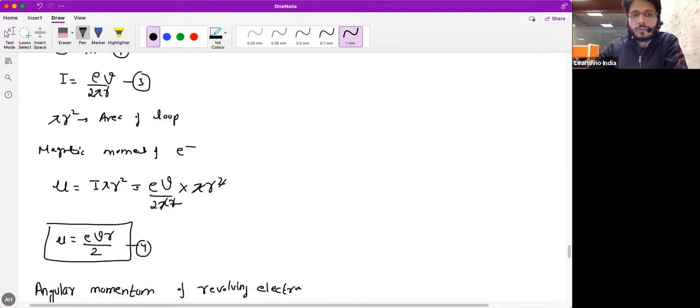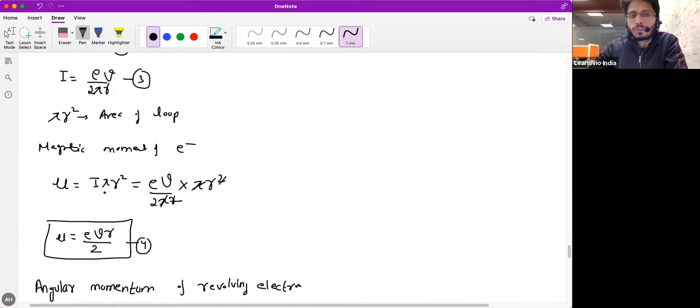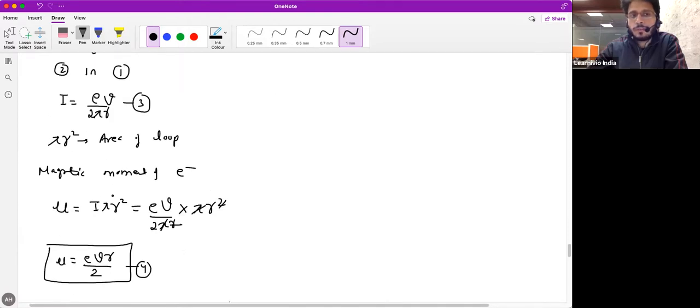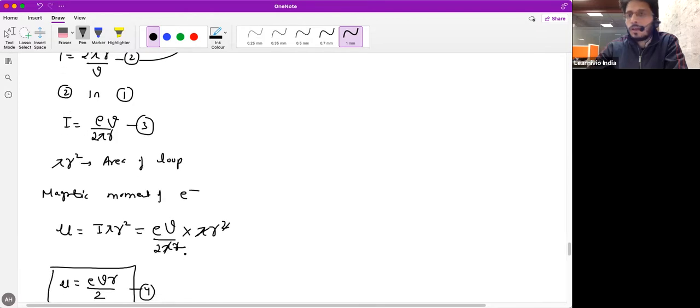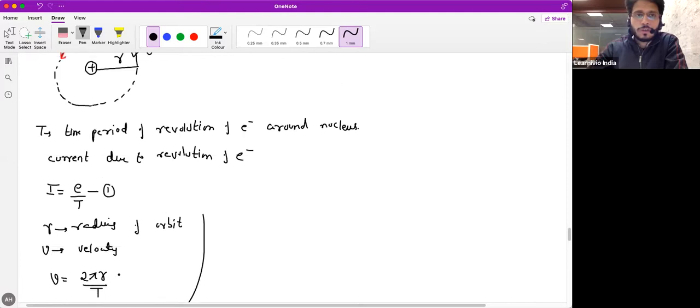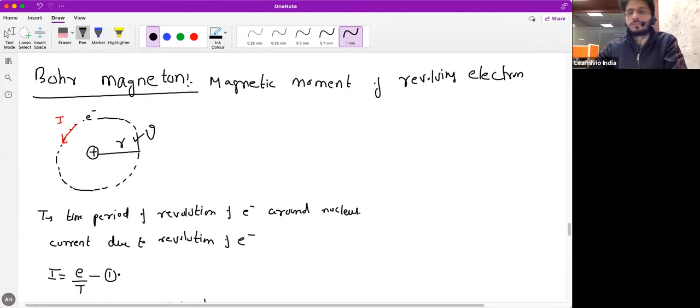Next, I need the magnetic moment. I represent it by mu. So it's current into area, so it's I into pi r square. ev by 2 pi r into pi r square. So it cancels out and you get evr by 2. Note it down, Abdullah. This is the Bohr magneton.